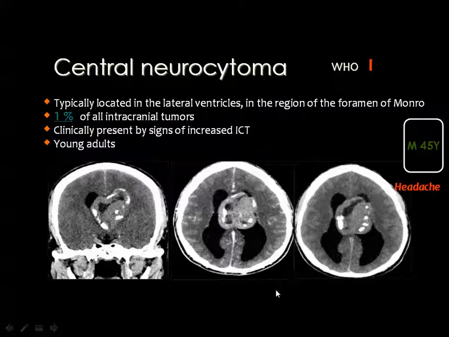Then you came to one of the known intraventricular tumors, which is the central neurocytoma. And this central neurocytoma typically occurs in the lateral ventricle near the region of the foramen of Monro. This is a low-grade tumor, WHO1, grade 1. Then the incidence of the tumor is about 1%, and this lesion is characteristically seen in young adults.